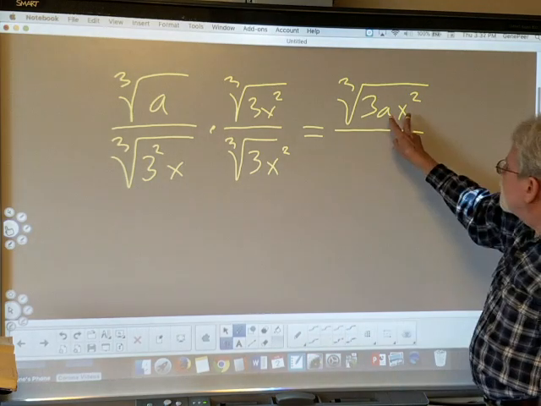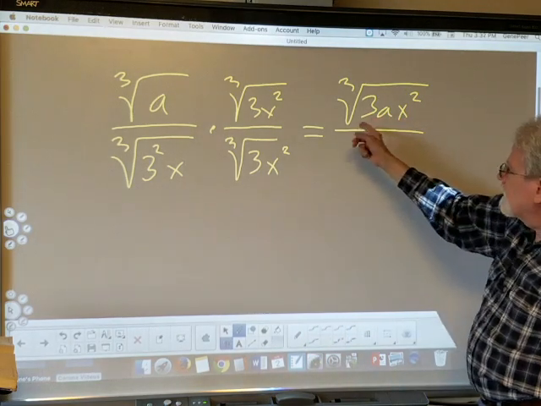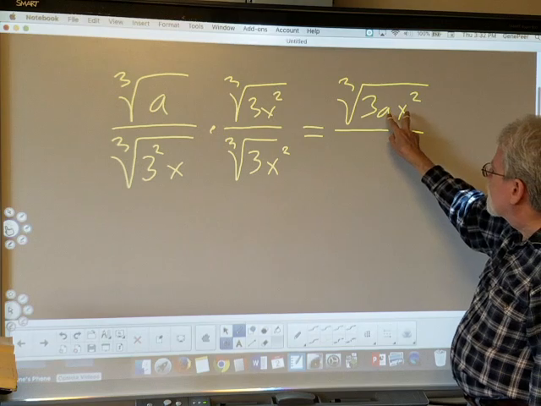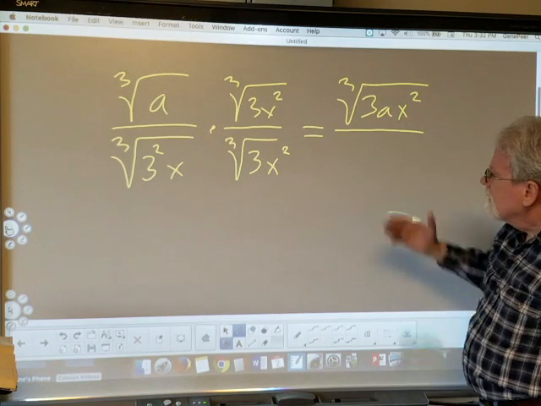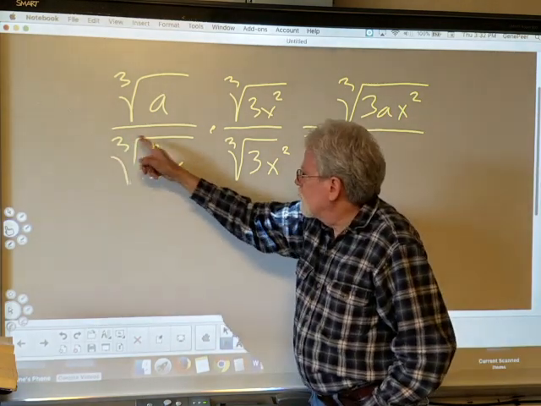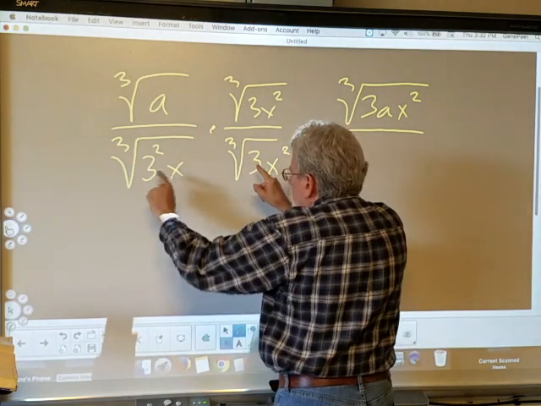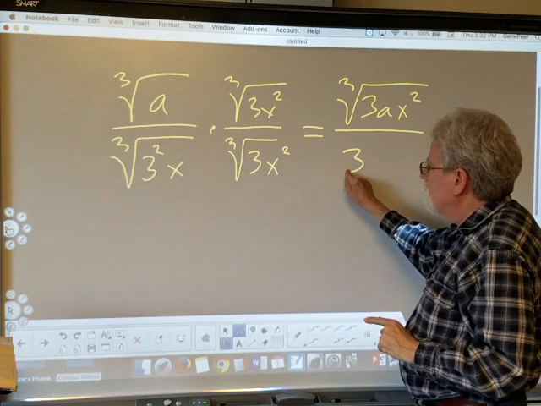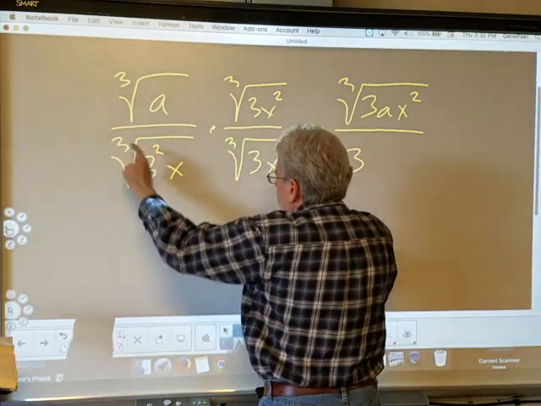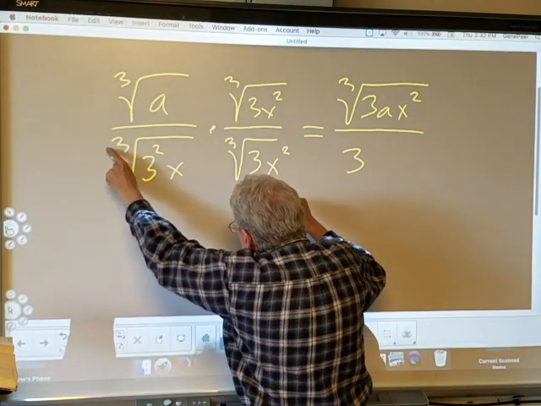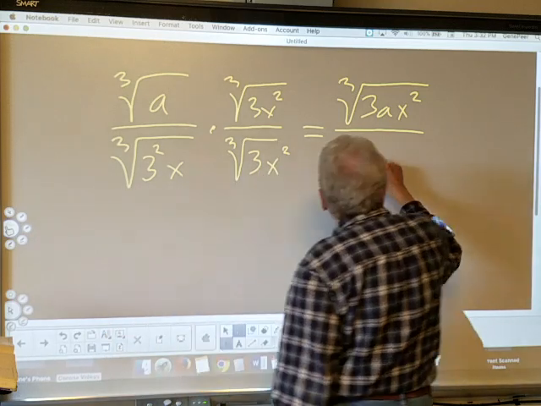I like to keep them in alphabetical order. I could put the a any place, but I like to have it before the x and after the 3. Down here, what is the cubed root of 3 cubed, or the cubed root of 27? It is 3. And what's the cubed root of x cubed? The cubed root of x cubed is x.